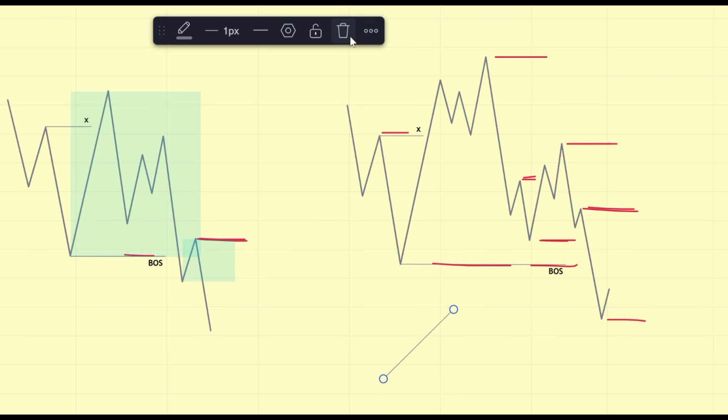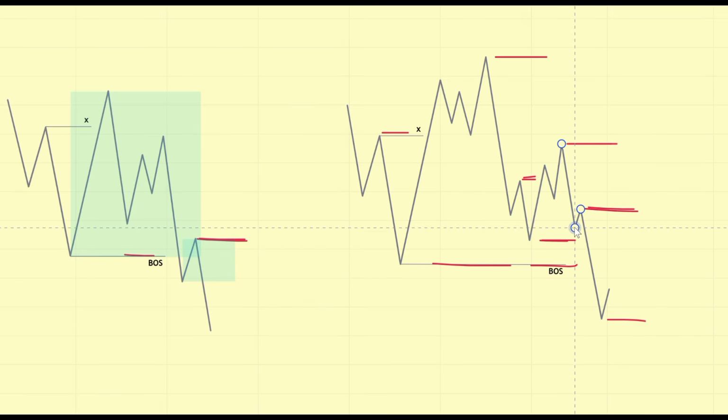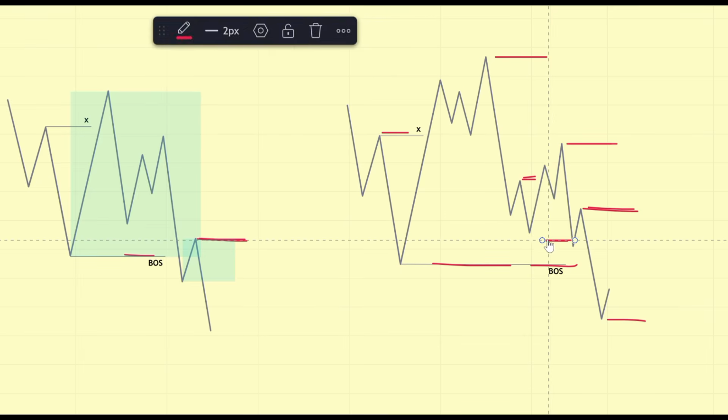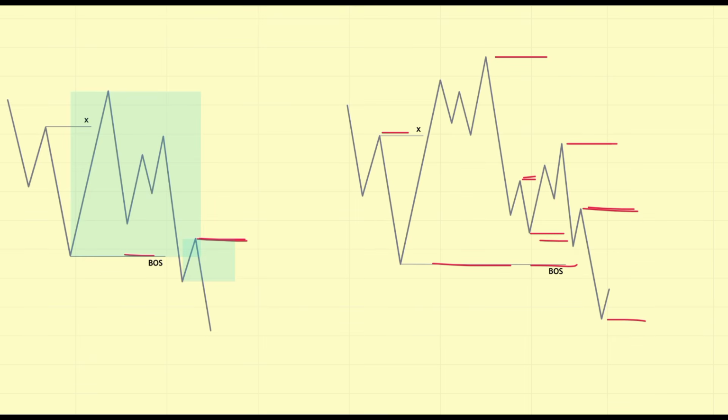In this case, by a break of structure, it broke the structure of this low here, and so it was like this. So in this case, you can use this one here to be the correct inducement for our overall structure. But since that's not the case, and the case is like this, then you will not be using this one here to be the inducement, but rather this one here.